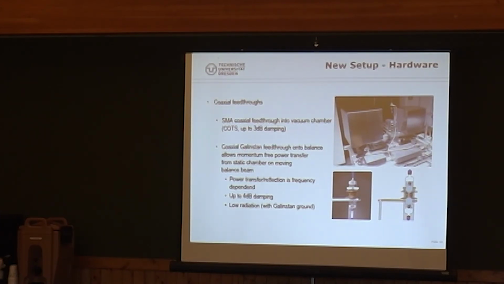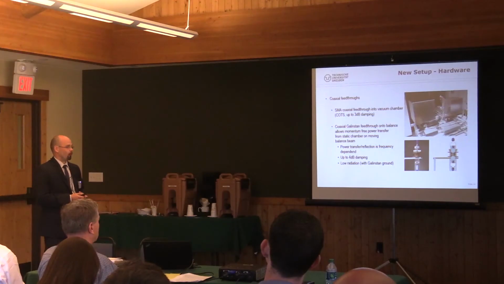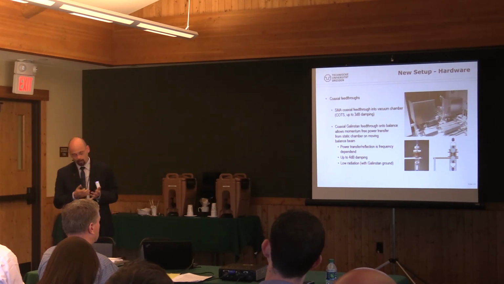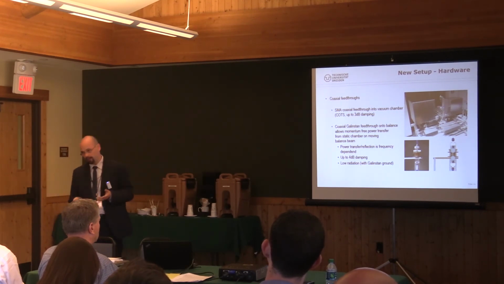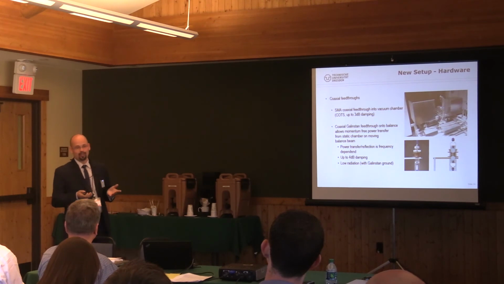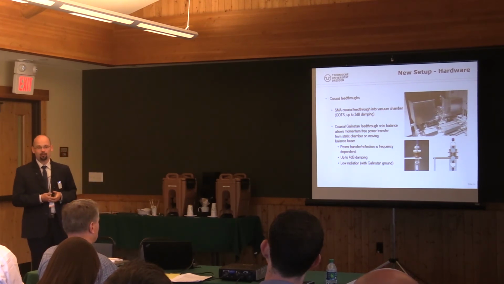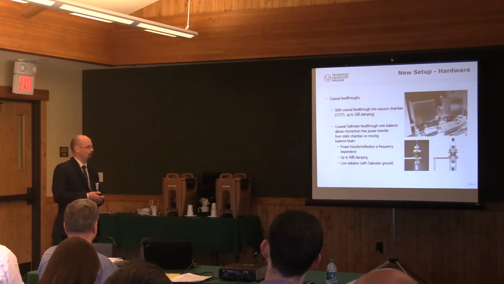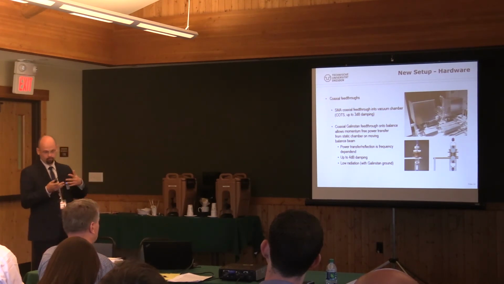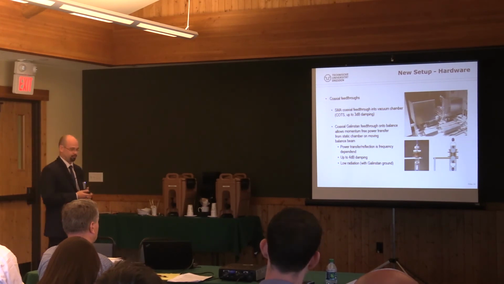More interesting is our coaxial Galinstan feed-through. In the first step, I wanted to just buy a commercial off the shelf rotary joint, which would be very cheap, very small, very lightweight. But rotary joints have a problem of a torque of about 0.05 Newton meters, and this is way too much for measuring our low thrust, low force levels. So we had to think about something different.